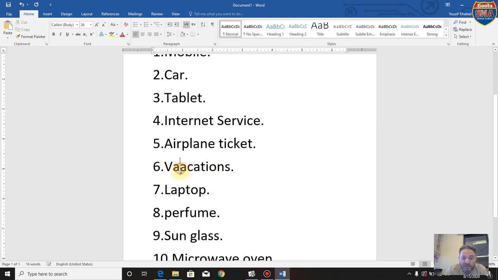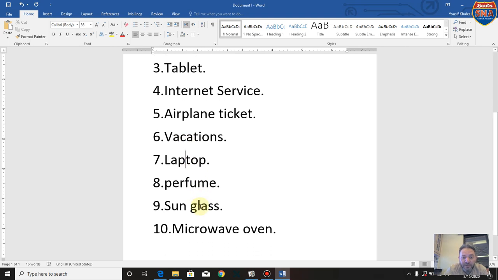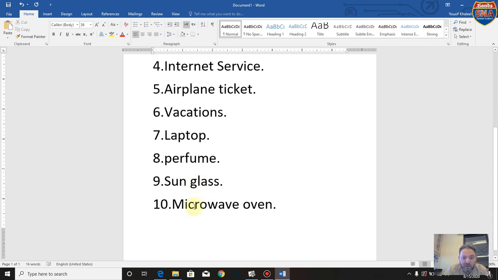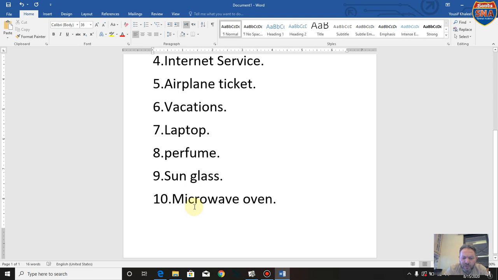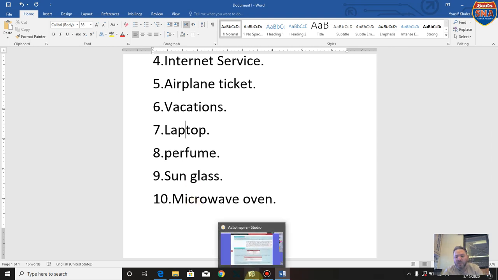Vacation plan for any countries, no. I don't have a laptop. Yeah, I have perfume, actually now I don't have perfume. Sunglasses, yeah. Microwave oven, no, I don't have a microwave oven. Why? Because I don't have enough money to buy this. So this is why. Maybe in the future I will. Okay?